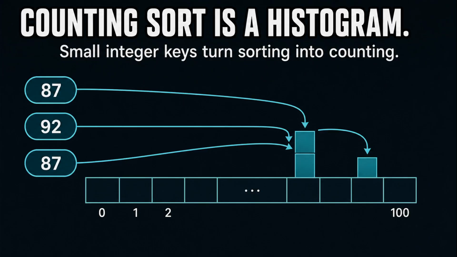Imagine sorting exam scores from 0 to 100. You do not compare one score to another. You make one counter for each possible score. Then you scan the input once. Every time you see an 87, increment counter 87. Every time you see a 92, increment counter 92. At the end, the count array is a histogram of the data. And honestly, that is the part I used to underappreciate. The histogram is already almost the sorted result. You have replaced "which item is smaller" with "how many of each value do I have."